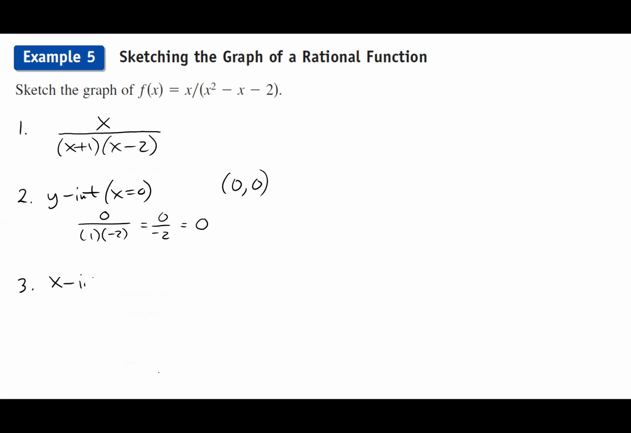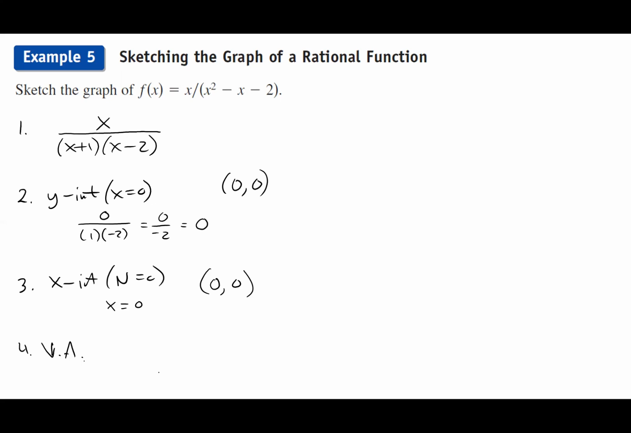X-intercept, numerator equals 0. I'm going to do this one, too difficult, all right. x equals 0, is that right? The numerator set equal to 0, which is still 0, 0. So if you get 0, 0 for the y-intercept, you're going to have to get 0, 0 for the x-intercept. It's the same dot. Number 4, the VAs. -1, 2. Oh, awesome. Okay.